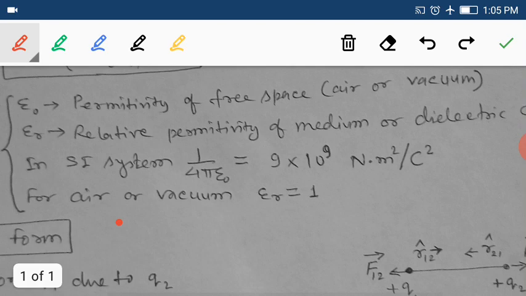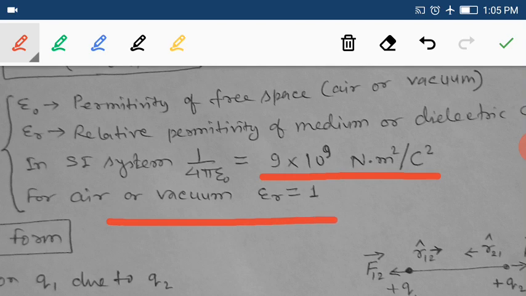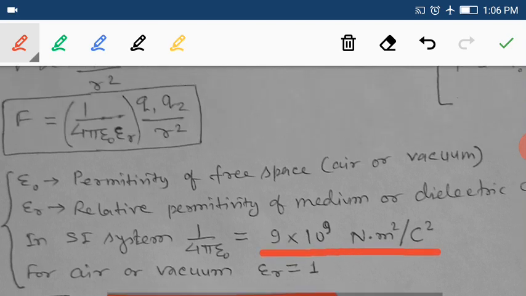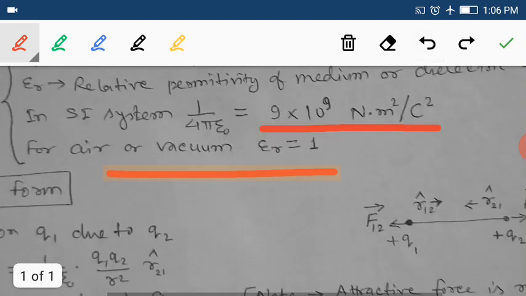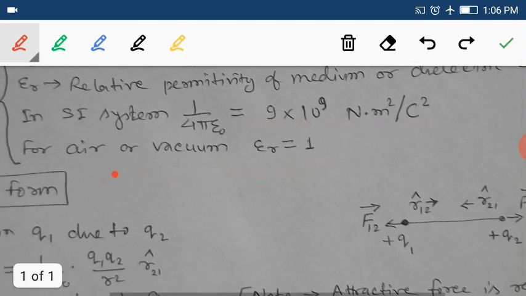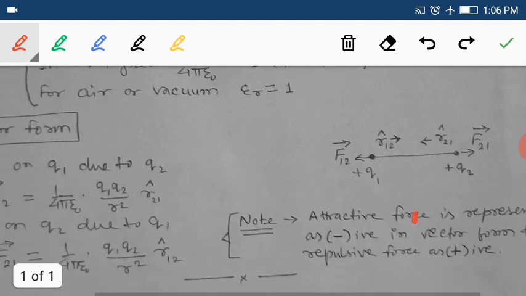After that you go deeper, that SI system. In SI system, the value of 1 upon 4 pi epsilon 0 is given as 9 into 10 to the power 9 Newton meter square per Coulomb square. Most of the time we use the medium as air or vacuum, so it is also mentioned here that for air or vacuum, epsilon r is taken 1, and when epsilon r is taken 1, this constant will remain 1 upon 4 pi epsilon 0 only. Okay? So the value of this 1 upon 4 pi epsilon 0 is 9 into 10 to the power 9, correct? So in most of the numericals we will use the medium as air.